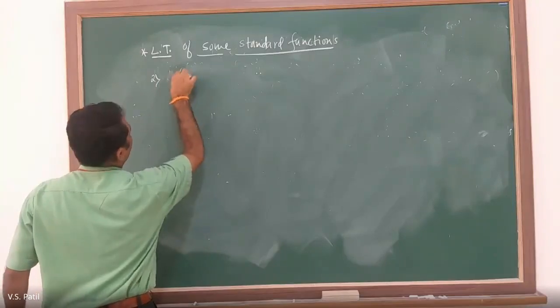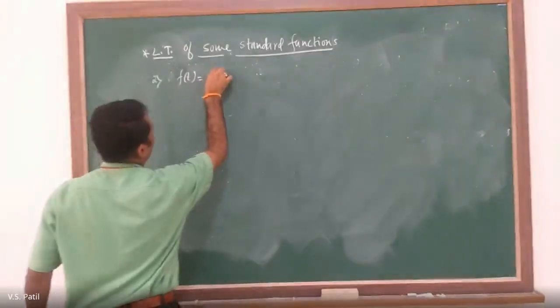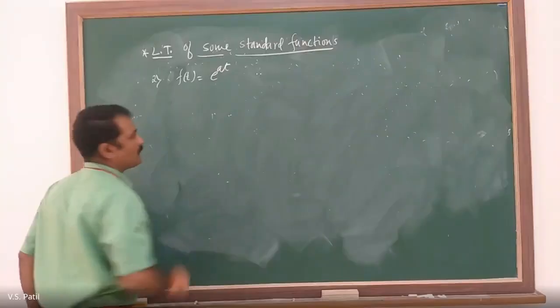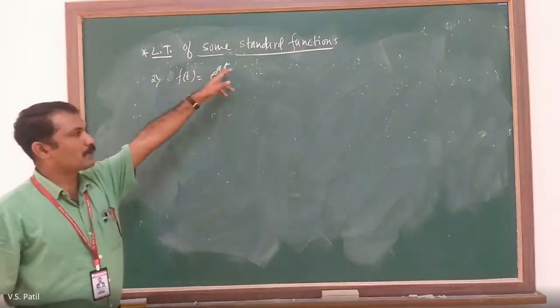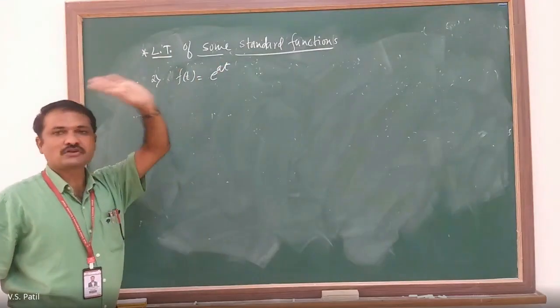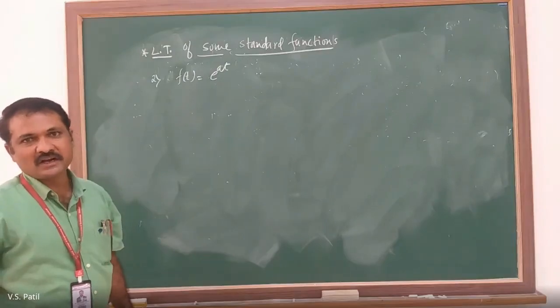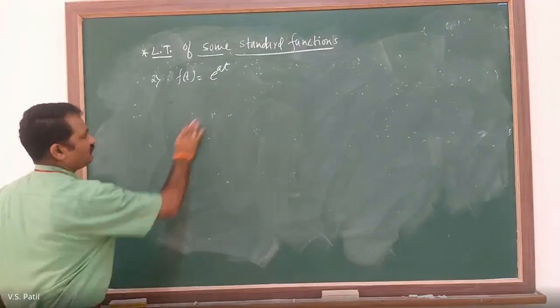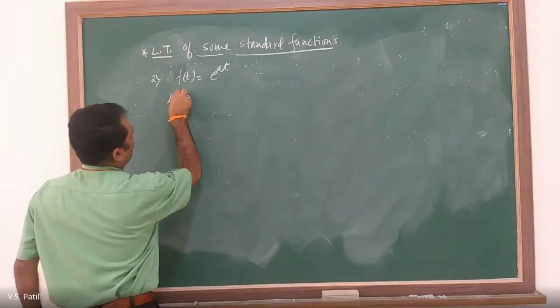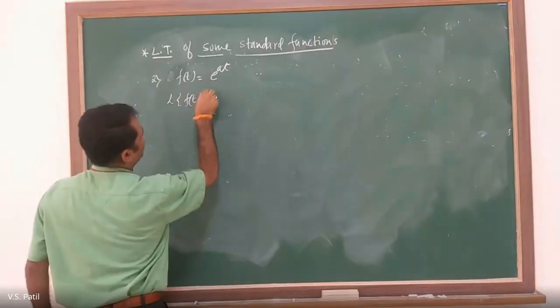So let me take f of t as e to the power a t, where a is a constant. Now, therefore, the Laplace transform of f of t can be written as what?